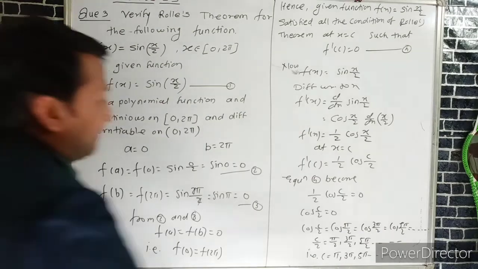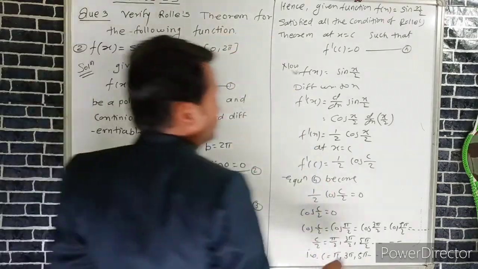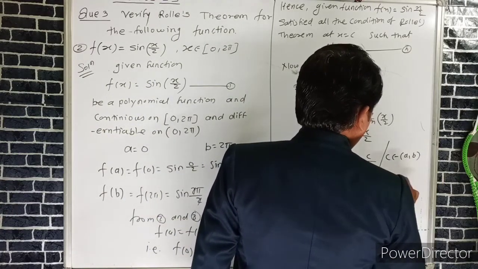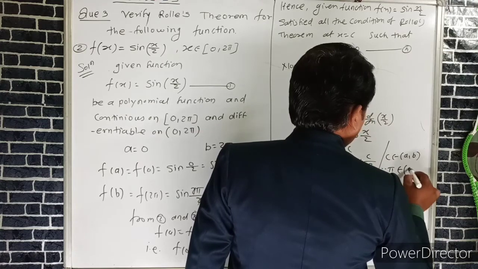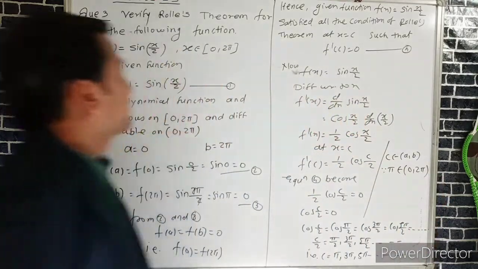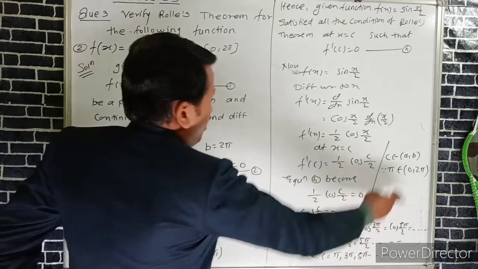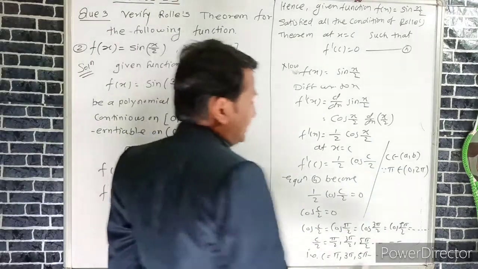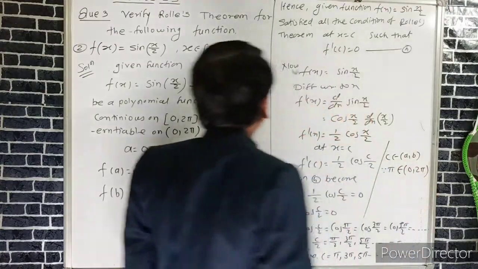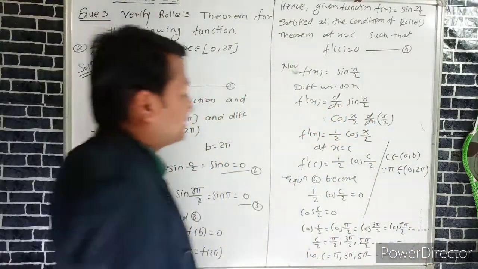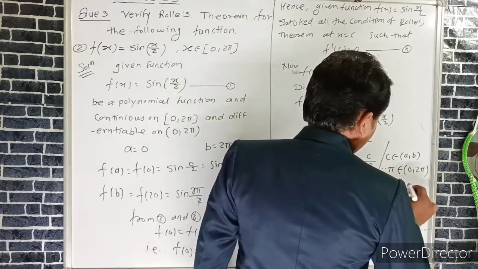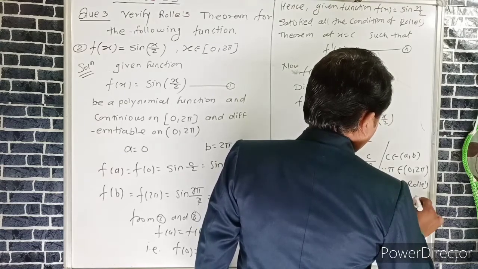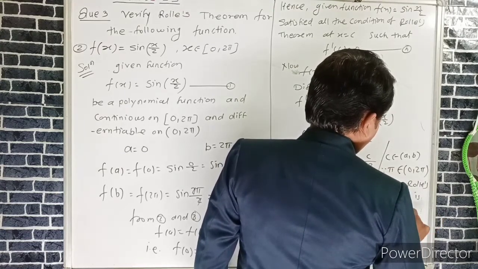Here pi is related to 0, 2 pi. So here we can write c belongs to a comma b because pi belongs to 0, 2 pi. The value of pi belongs to 0, 2 pi, such that if any value of c is related to 0, 2 pi, then we can say that hence Rolle's theorem is verified.